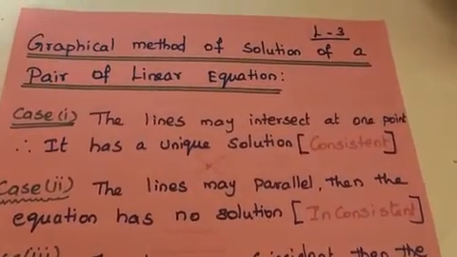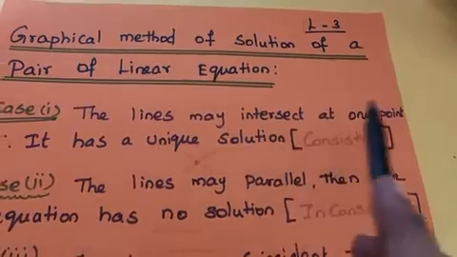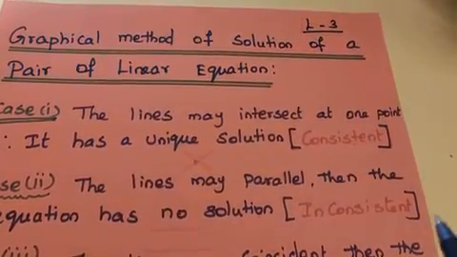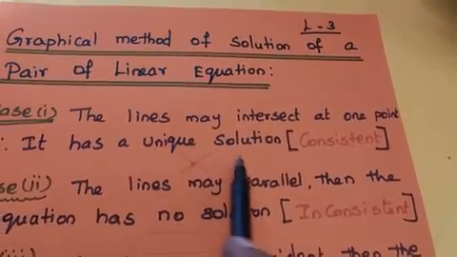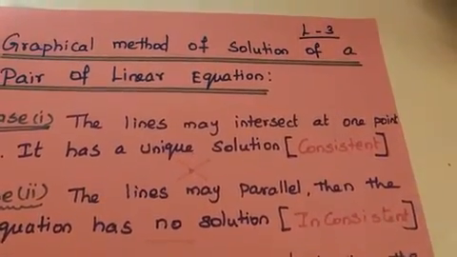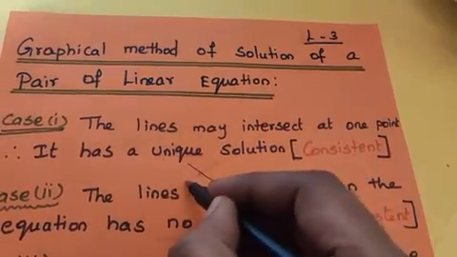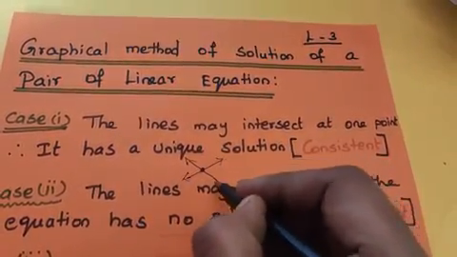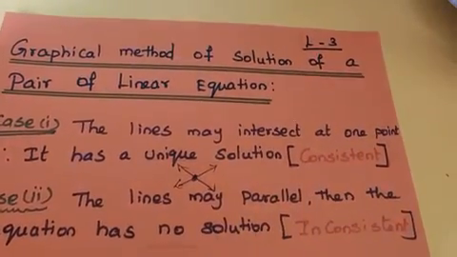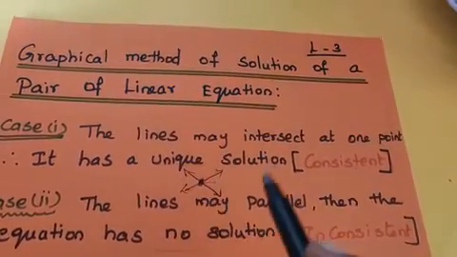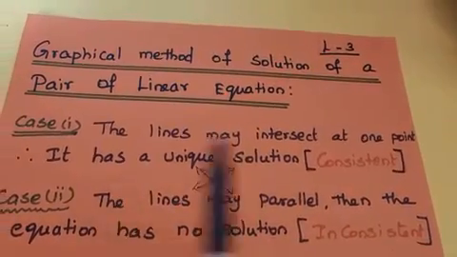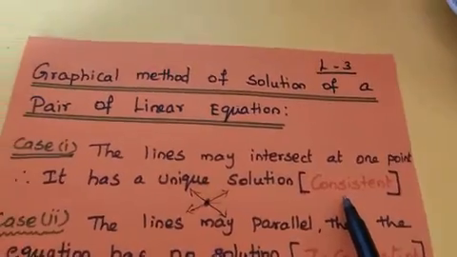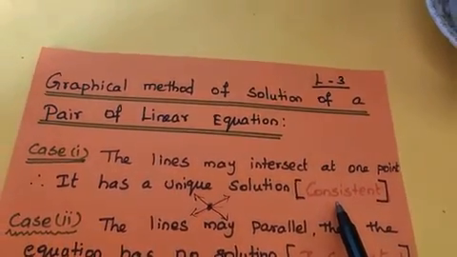So our first case is that the lines may intersect at one point. If they intersect at one point, it is an intersecting line, right? So it has a unique solution. It has only one solution, where the two lines are intersecting. That intersecting point becomes the solution for the equation. So it has the unique solution. Where we are getting the solution, that is a consistent equation. It has a solution for that equation.